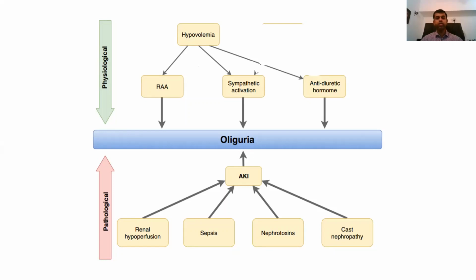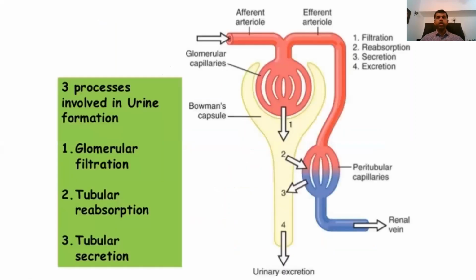On the other hand, there will be pathological problems in the kidney or in the surrounding structures, which again lead to oliguria, which we'll discuss in the second part of our discussion. So first we'll discuss the physiological causes that actually cause oliguria.